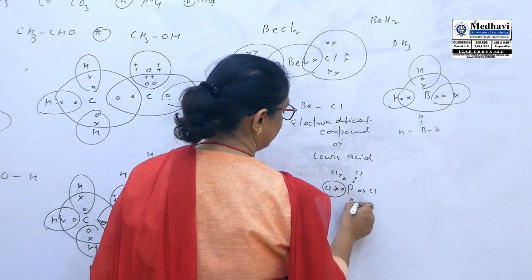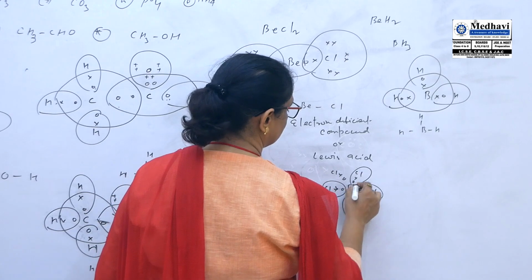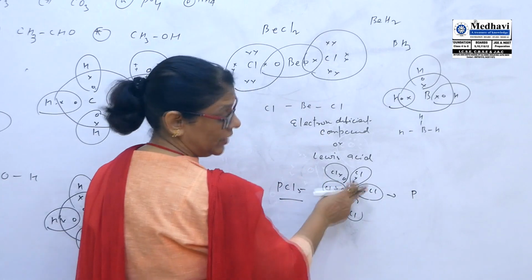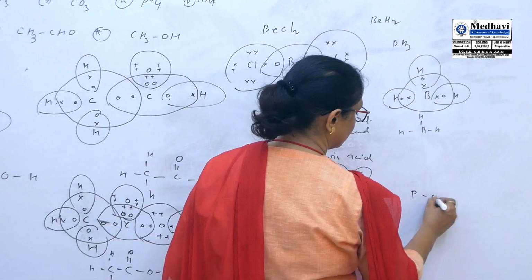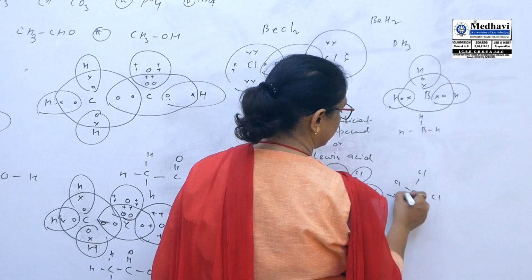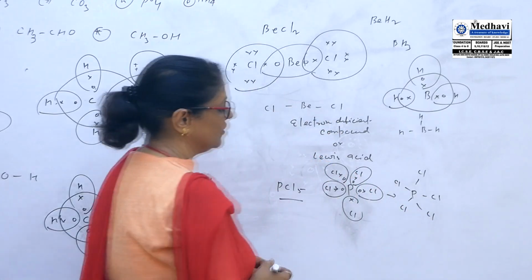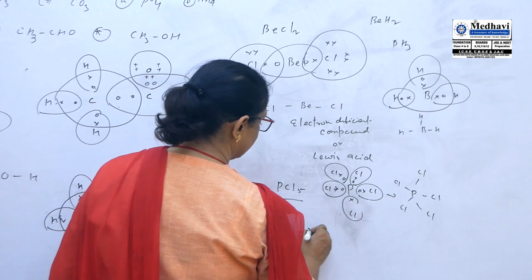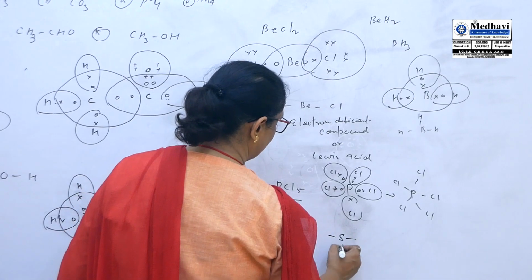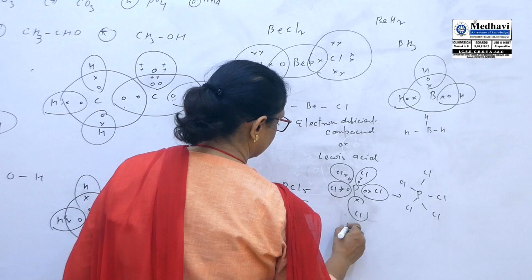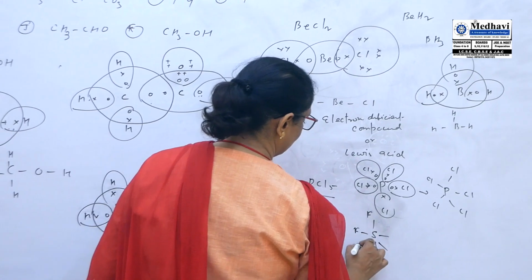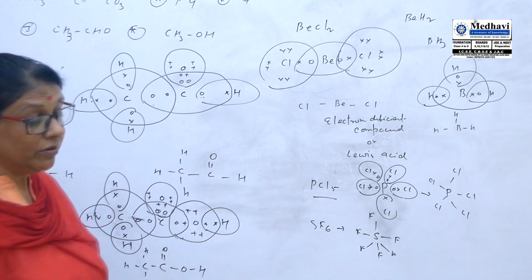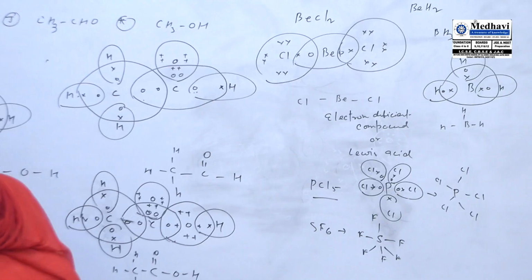Outside electrons I am not showing. I think you must have got it, but in the exam you have to show them, you cannot avoid it. Here 5 bond formation takes place between phosphorus and chlorine. Then SF6, 6 bonds: in the same way, 6 bond formation takes place between sulfur and fluorine. So these are superoctet compounds, electron excess compounds, PCl5 and SF6.